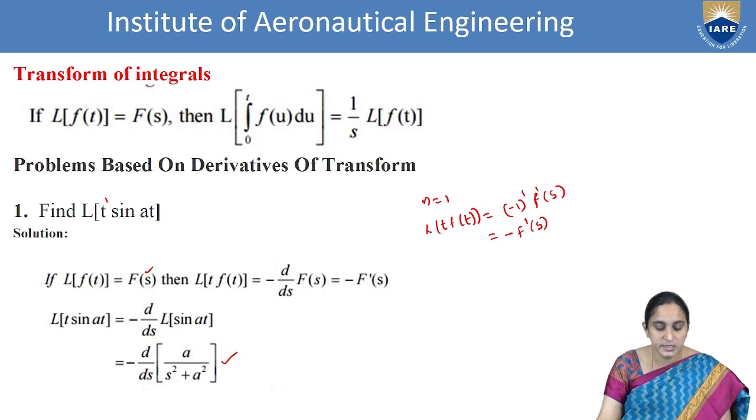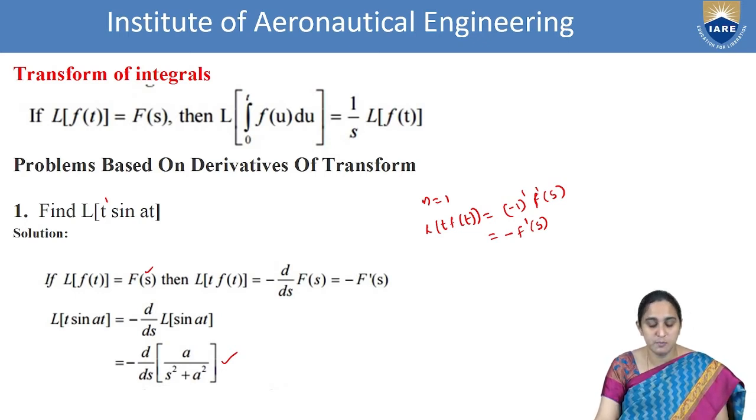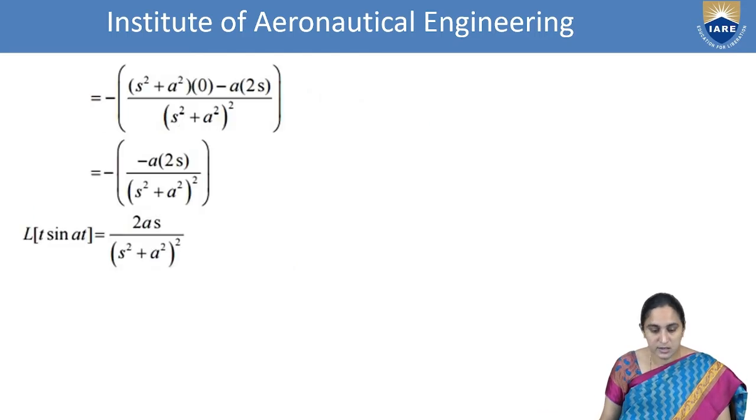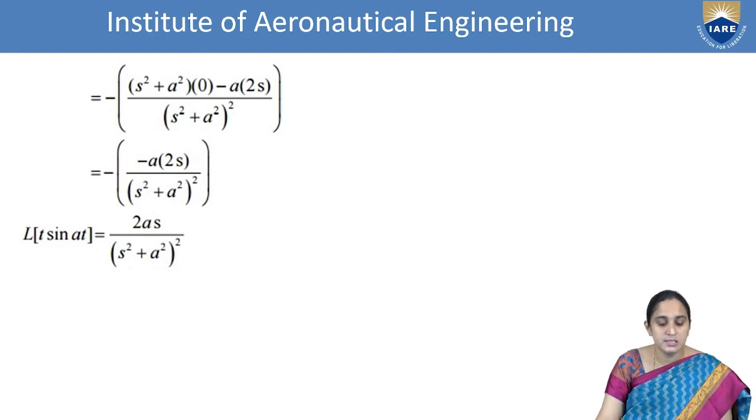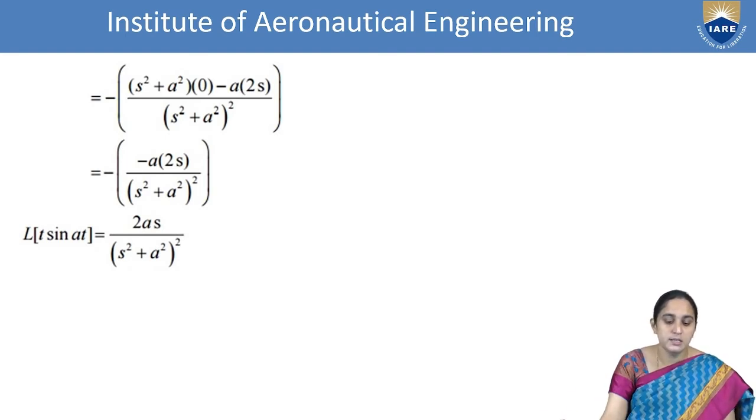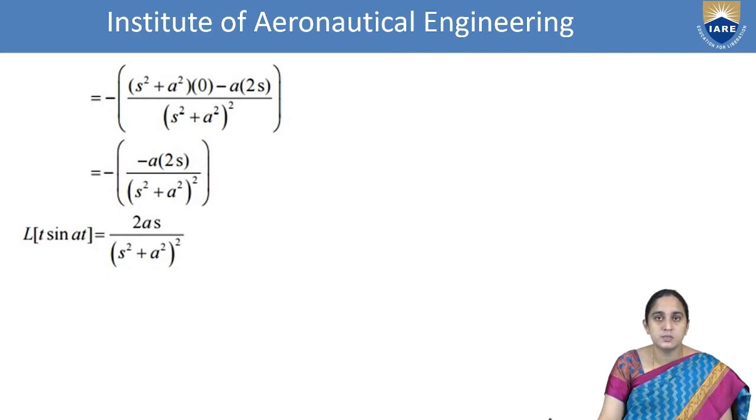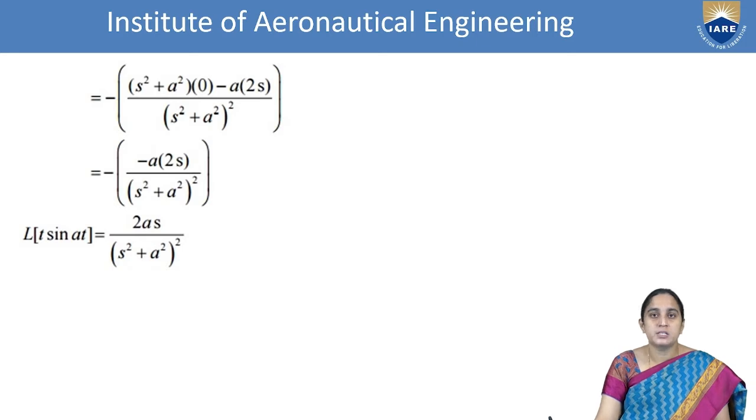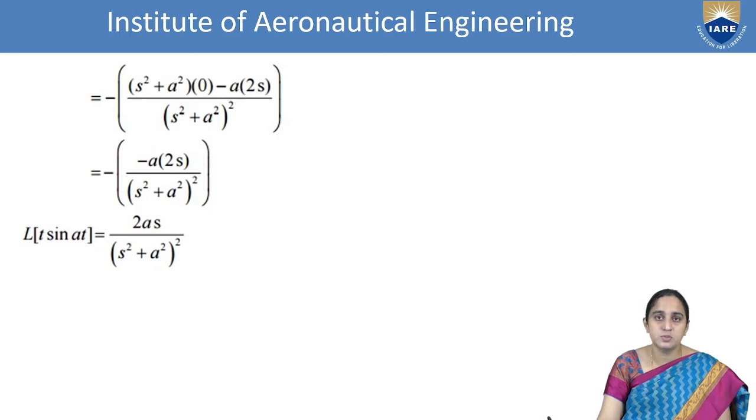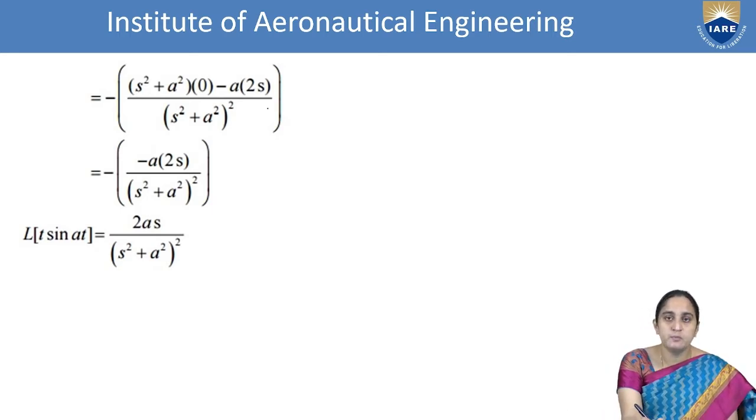Then after writing the Laplace formula, it will convert to minus d by ds of a by s square plus a square, which is in the form of d by ds of u by v. Then I am applying the derivative formula for this. That is v into u dash, that is minus of s square plus a square, u dash differentiation as 0, minus v into 2s, that is minus a into v dash. Here what is v dash? S square plus a square differentiation, that is 2s. Therefore simply I'll write divided by v square.